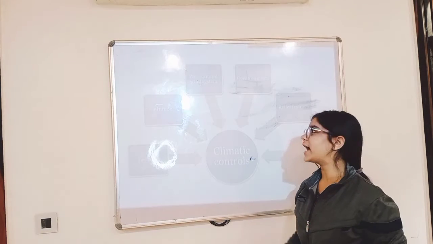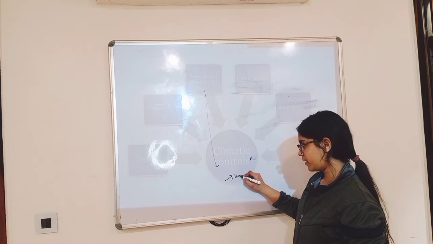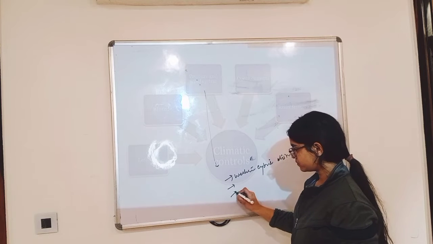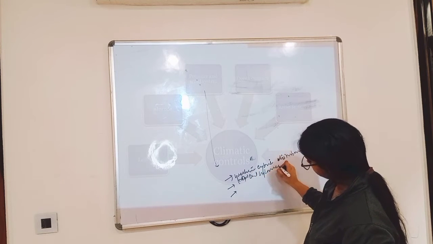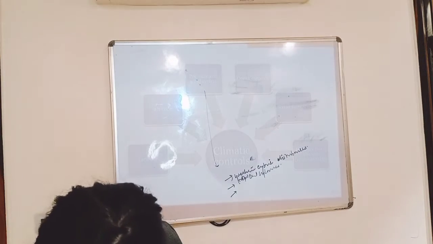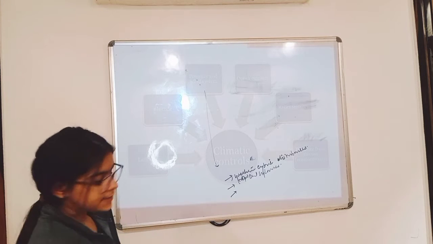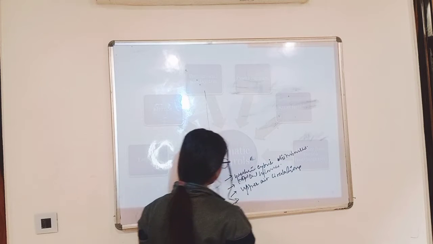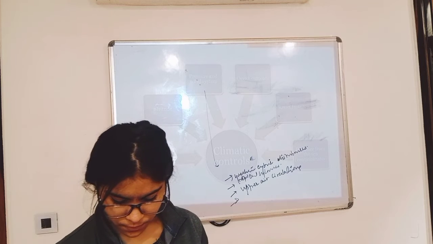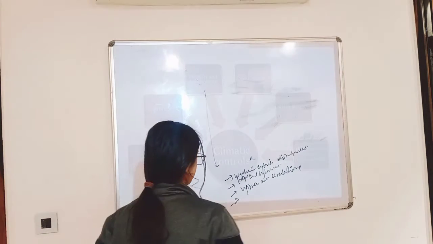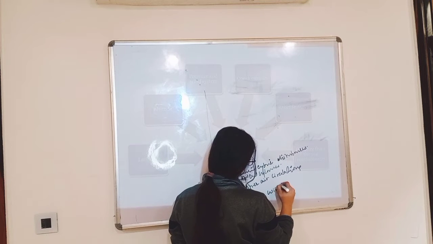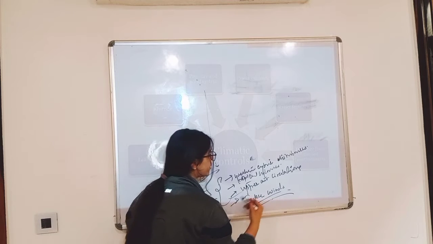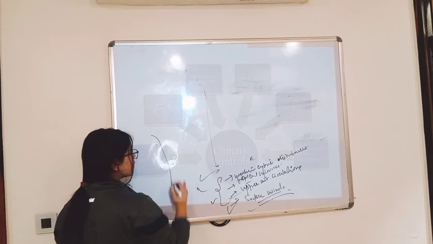Pressure and wind systems, it's clear. Ab ek baat aur samajh lo. In India, you have Western cyclonic disturbances, tropical cyclones, upper air circulations, and surface winds. You have these four: Western cyclonic disturbances, tropical cyclones, upper air circulation, and surface winds. Ab samajhte hain kya karke.